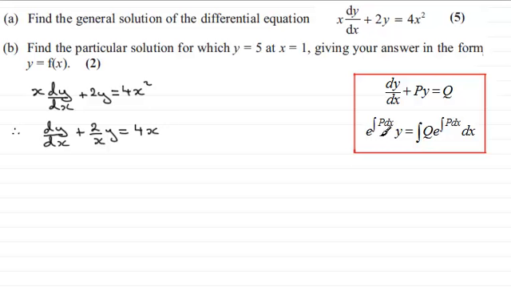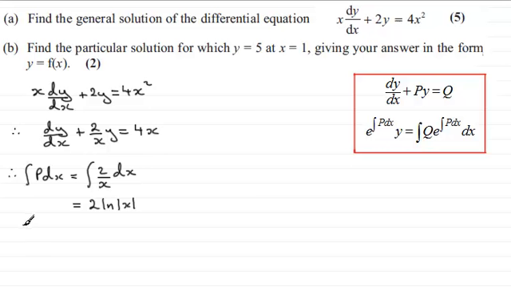So in order to work towards this, I need to work out what the integral of P dx is first of all. So therefore, the integral of P dx is going to be equal to the integral of 2 over x with respect to x. And that is 2 times the natural log of the mod of x. I'll ignore the constant here, we don't tend to put that in.